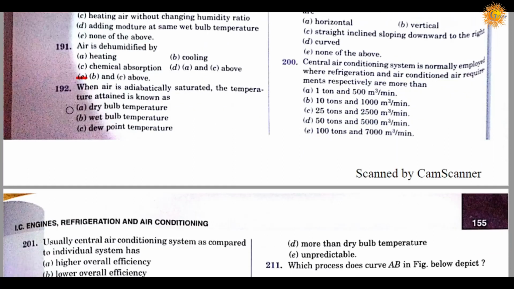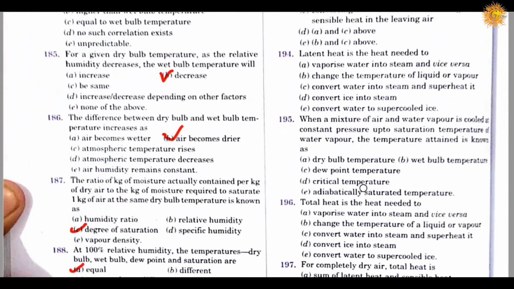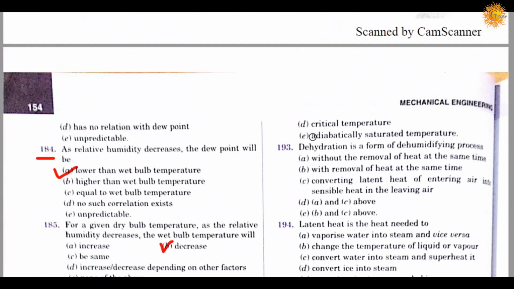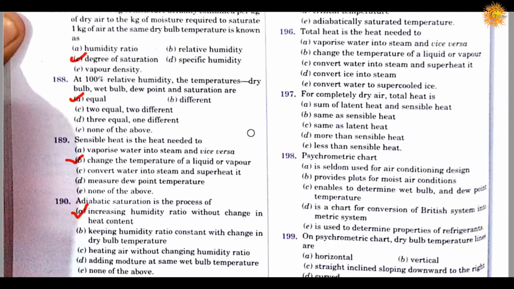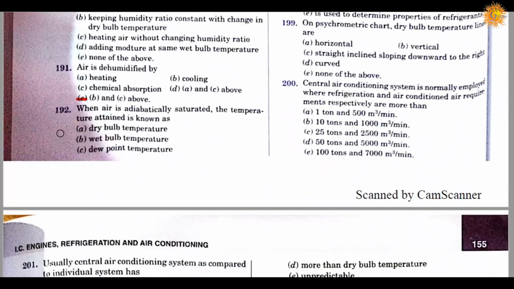Question number 192. When air is adiabatically saturated, the temperature attained is known as option A, dry bulb temperature, option B, wet bulb temperature, option C, dew point temperature, option D, critical temperature, option E, adiabatically saturated temperature. Correct answer is B. What is the B? It is wet bulb temperature.